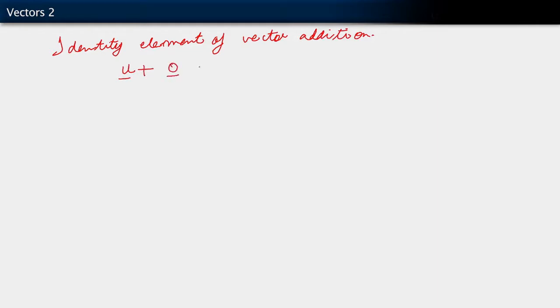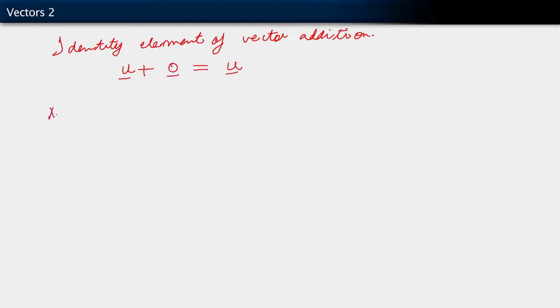Okay? Likewise, we have the identity element of vector addition. The way we write that is u plus the 0 vector equals u.